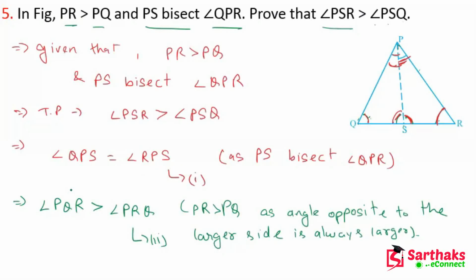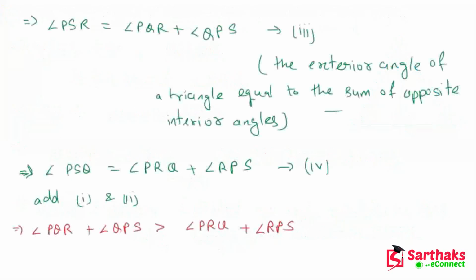Now from equation 2nd and 4th, angle PQR plus angle QPS is angle PSR, and angle PRQ plus angle RPS is equal to angle PSQ. So you can see that angle PQR plus angle QPS, this side, is greater than angle PRQ plus angle RPS, this side. So we can write angle PSR is greater than angle PSQ.